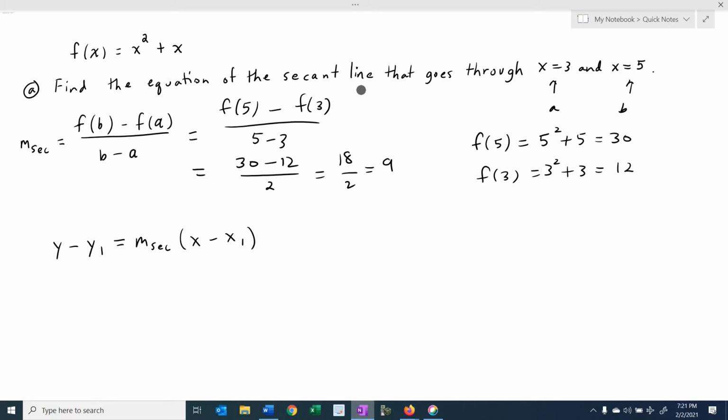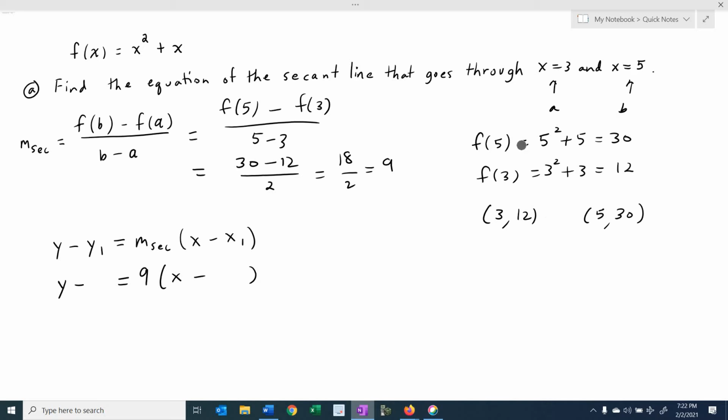Now, we're supposed to find the equation of the secant line, and now that we have the slope, we just need 1 point on the secant line, x1, y1. Okay, we're going to use the point slope formula to find the equation of the line. So we've got the slope is 9. Now we just need a point x1, comma y1, a point on the line. And there's actually 2 points that we know on this line, right? We have this one here, and we have this one here. In fact, it's actually 3 comma 12 and 5 comma 30. Those are the ordered pairs that we know are on the line.